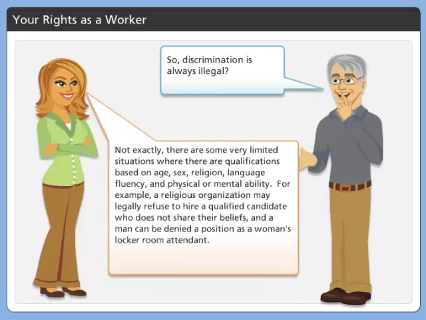So discrimination is always illegal? Not exactly. There are some very limited situations where there are qualifications based on age, sex, religion, language fluency, and physical or mental ability. For example, a religious organization may legally refuse to hire a qualified candidate who does not share their beliefs, and a man can be denied a position as a woman's locker room attendant.